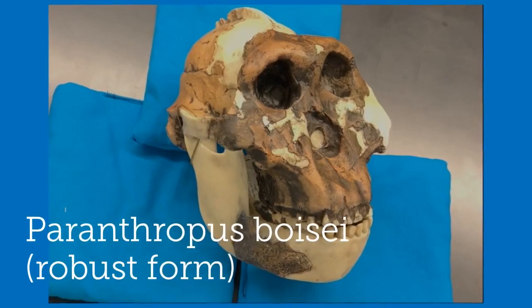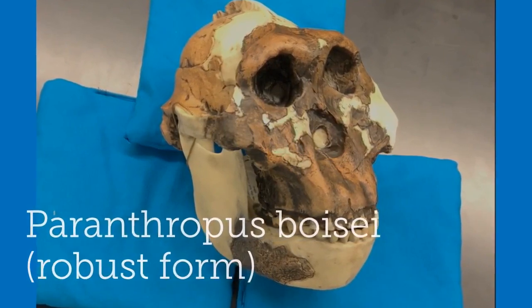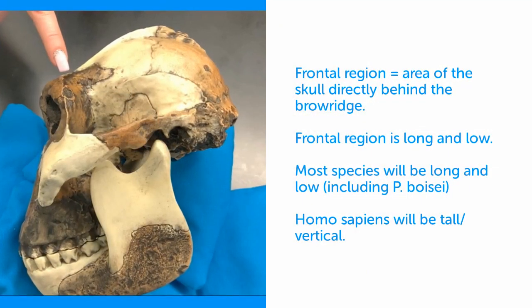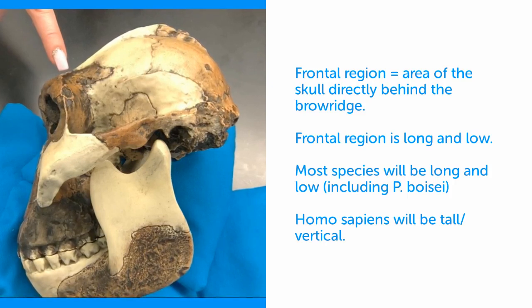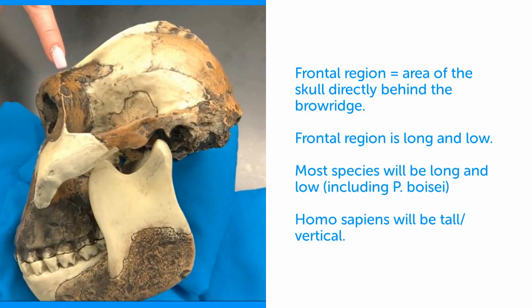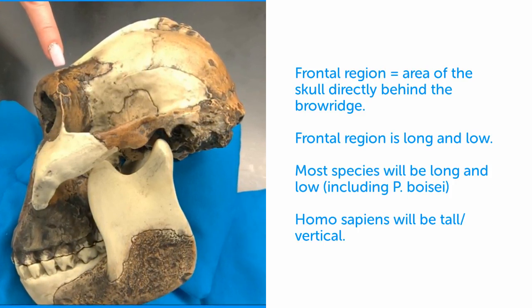This video will go over the traits of Paranthropus boisei. This is considered a robust Australopithecine. The first feature we will discuss is the frontal region. This is the area of the skull directly behind the brow ridge. In this particular fossil, the frontal region is long and low. Most species will be long and low, including this species.